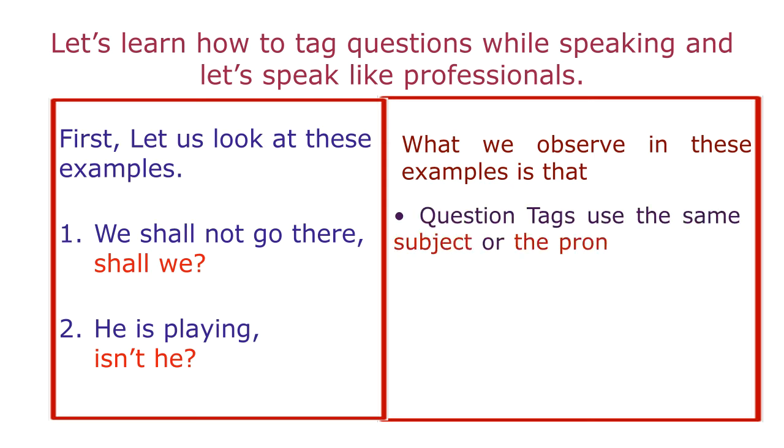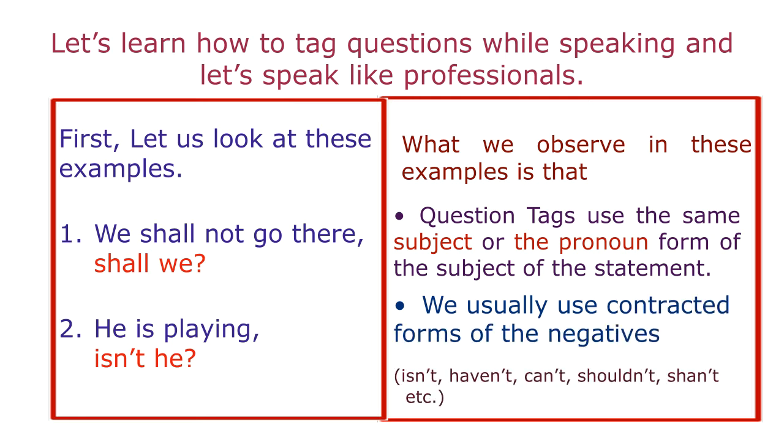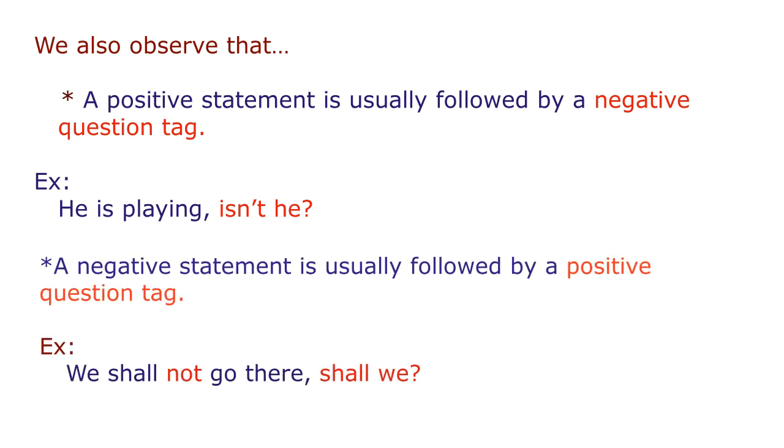Question tags use the same subject or the pronoun form of the subject of the statement. We usually use contracted forms of the negatives like isn't, haven't, can't, shouldn't, shan't, etc. Here, shan't is a short form of shall not. We also observe that a positive statement is usually followed by a negative question tag. He is playing, isn't he? And a negative statement is usually followed by a positive question tag. We shall not go there, shall we?